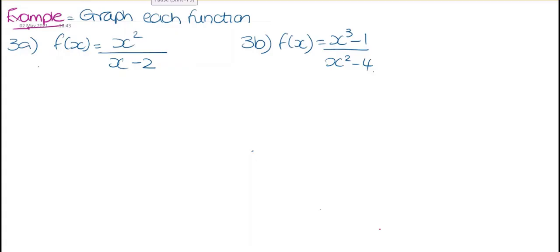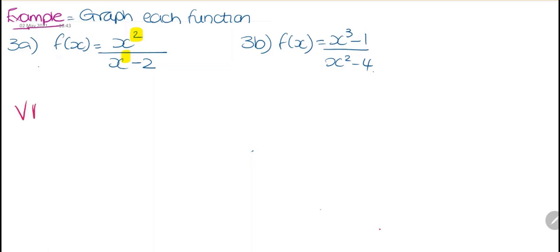Okay, so looking at another example, we have 3a and 3b. We need to graph each function. The first thing we look at is the degrees. This is top heavy, so it's higher on the numerator, and there's a difference of 1, which tells us there will be an oblique asymptote. We know that there is going to be a vertical asymptote.